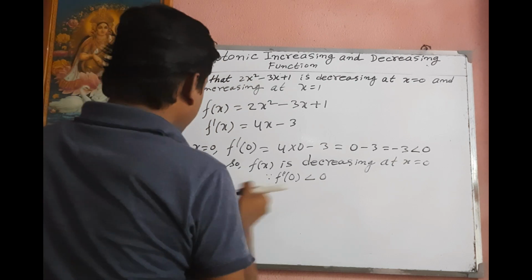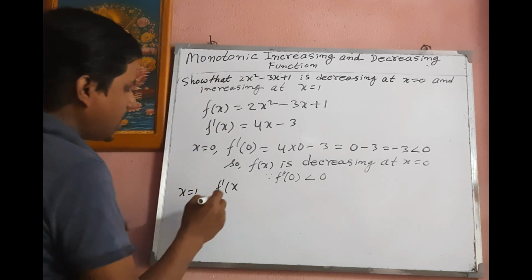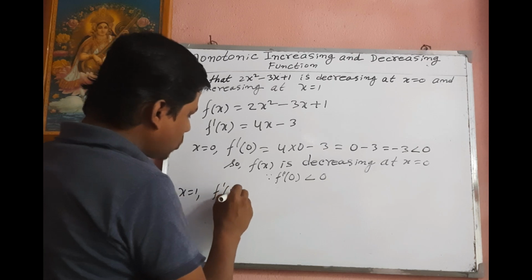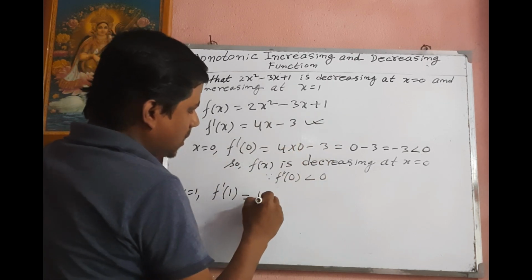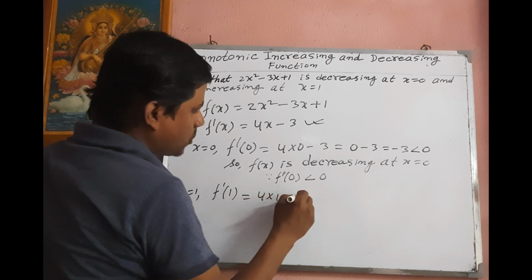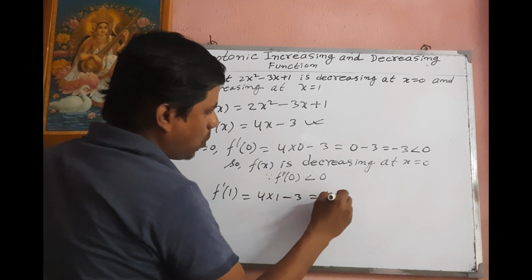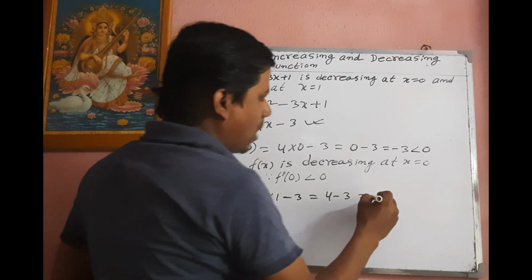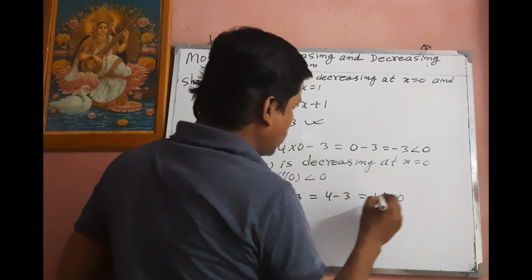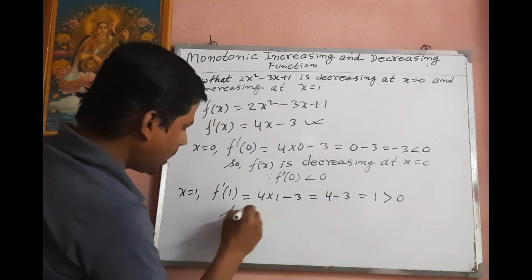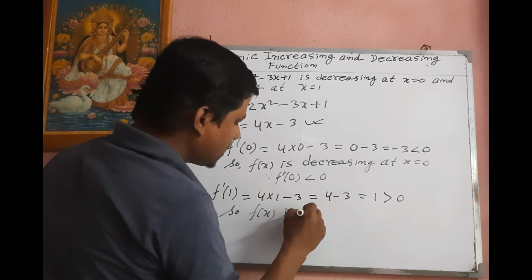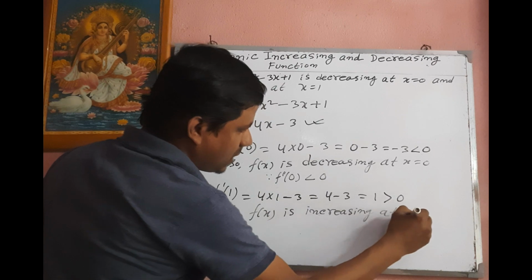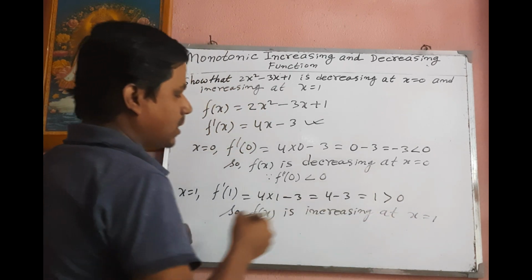And now by putting x = 1, we get f'(1) = 4 × 1 - 3. So this is 4 minus 3, which is 1, greater than 0. So f(x), the given function, is increasing at x = 1.